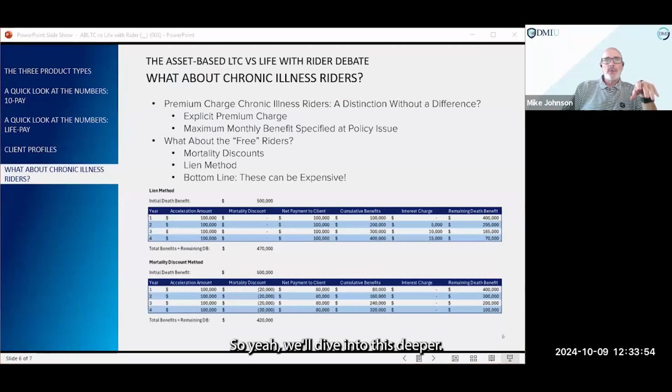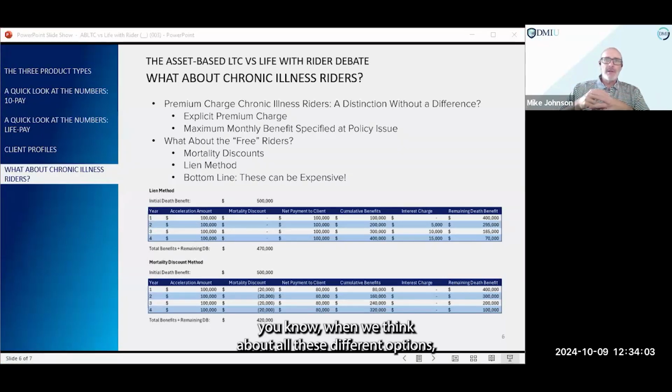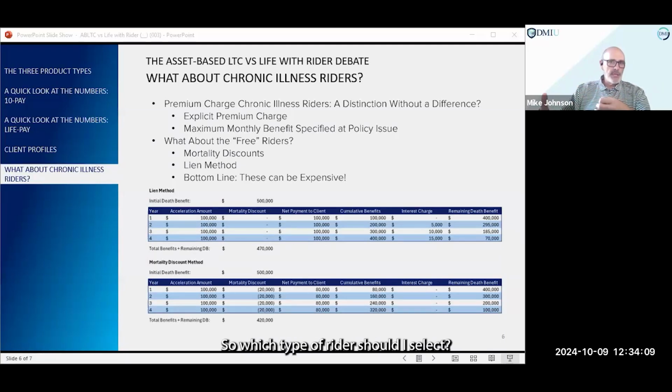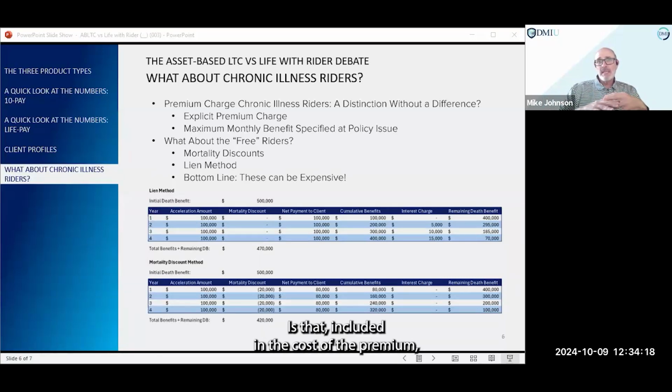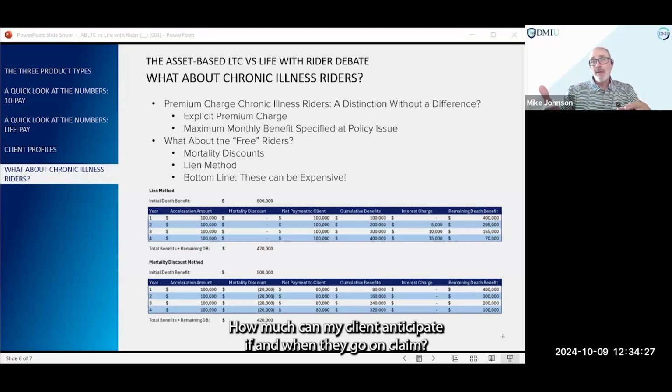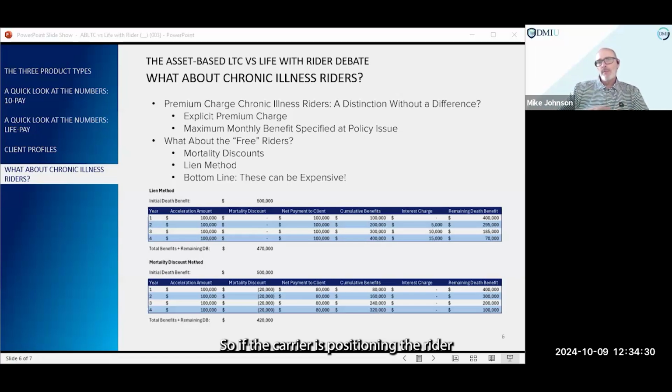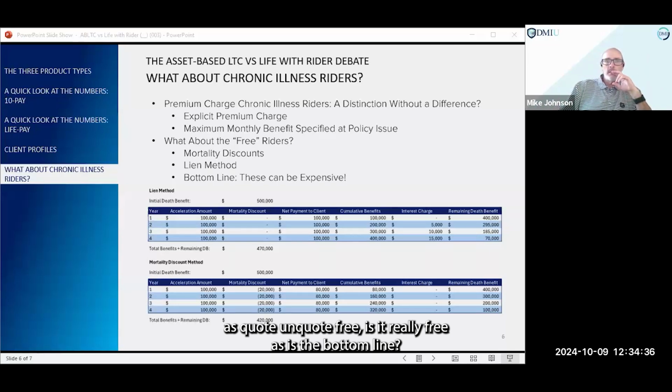So yeah, we'll dive into this deeper. Now, when we think about life insurance with a long-term care rider or a chronic illness rider, when we think about all these different options, sometimes it can muddy the waters a bit and create some confusion. So which type of rider should I select? What type of charges would be associated with the rider? Is there an upfront charge? Is that included in the cost of the premium? Or is that charge calculated on the back end? How much can my client anticipate if and when they go on claim? So if the carrier is positioning the rider as quote unquote free, is it really free? Is the bottom line there.